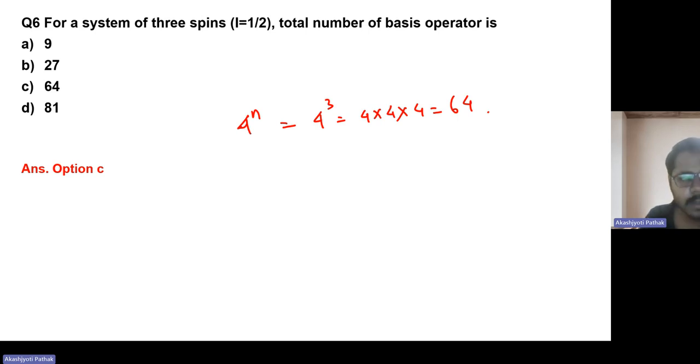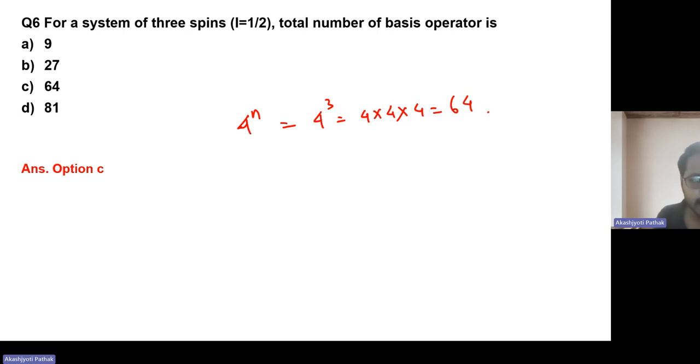The number of basis operators will depend on the number of coupled spins. As we had seen in our last slide, one spin will have four operators, which form a complete basis set. So what are these four operators for a one-spin system?